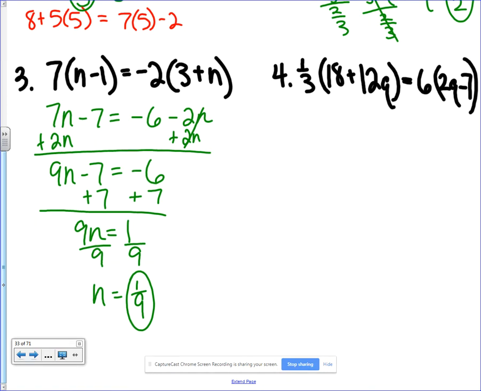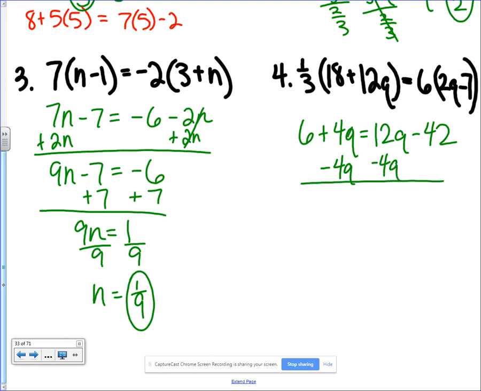Same idea over here in number 4. Let's distribute first. Okay, making sure we distribute to everything in the parentheses. Now we're going to move the smaller variable over. And now we're going to isolate the q.